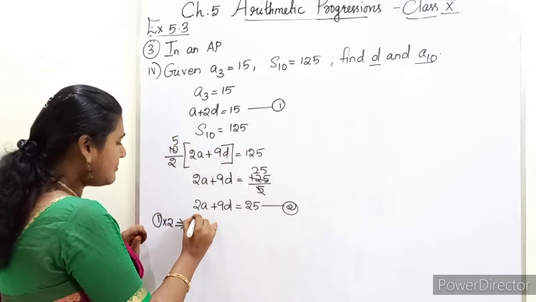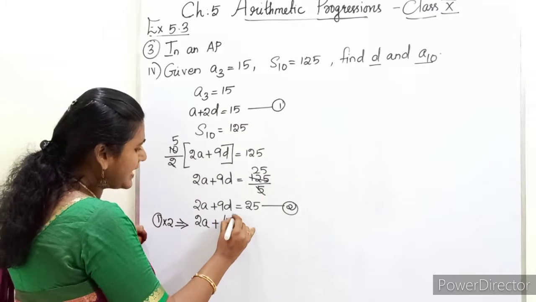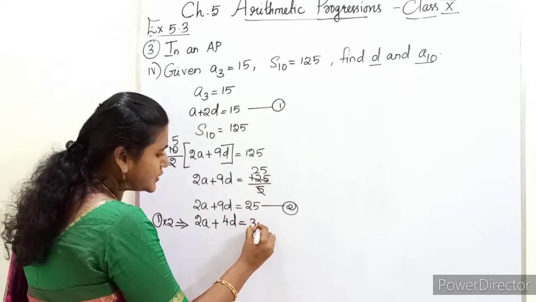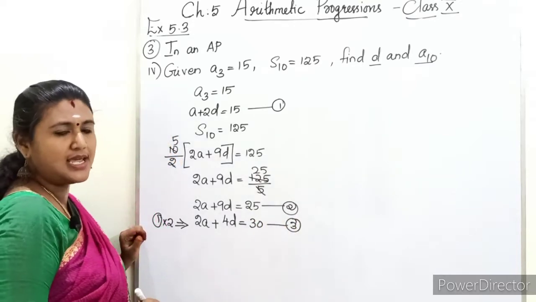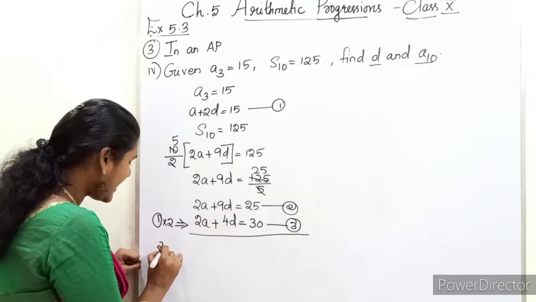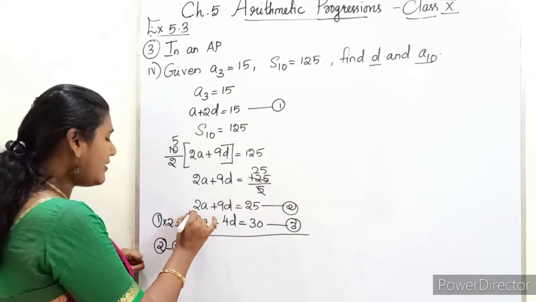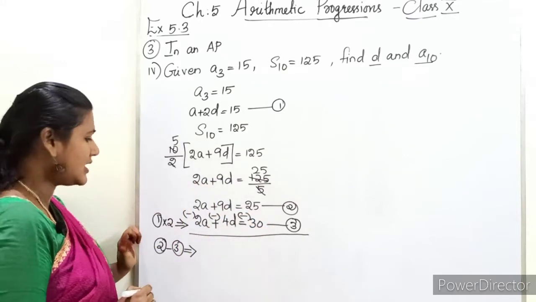So this will become 2A plus 2 into 2D, 4D, is equal to 2 into 15, that is 30. So this is the new equation. We will name it equation 3. Now we are going to solve this. That is, we are going to subtract equation 3 from equation 2. So what will happen? We will change the sign of each term of the second equation.